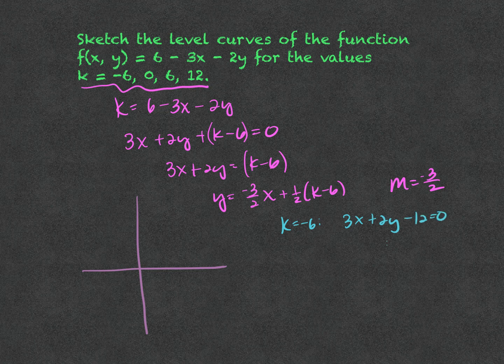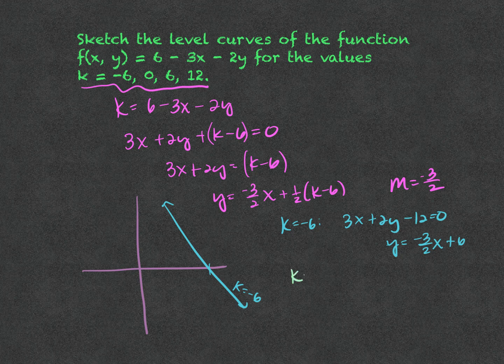Now, I would like to say that y equals negative 3 over 2x. You add the 12 to the other side and divide by 2 to be plus 6. So we have this line running through here. It's got a slope of negative 3 over 2, and it goes through 6. We don't label all that. We just say k equals negative 6.